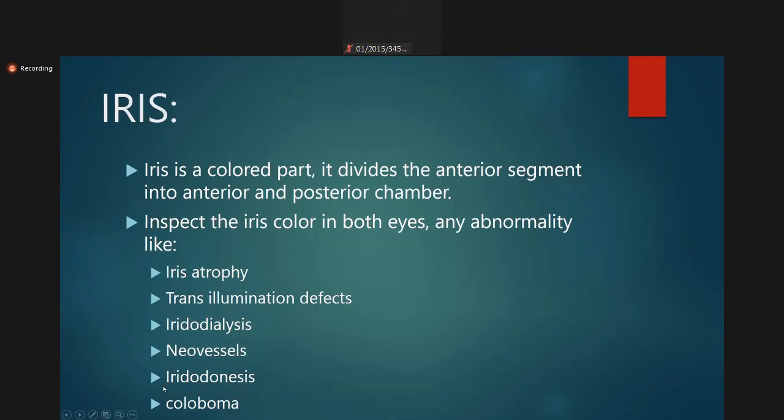Iridodonesis. Iridodonesis is actually movement of the iris when you ask the patient to move the eye from left to right or right to left. The iris also moves. That condition is known as iridodonesis. This is coloboma. It is due to non-closure of the fetal fissure in the 5th week of gestation.